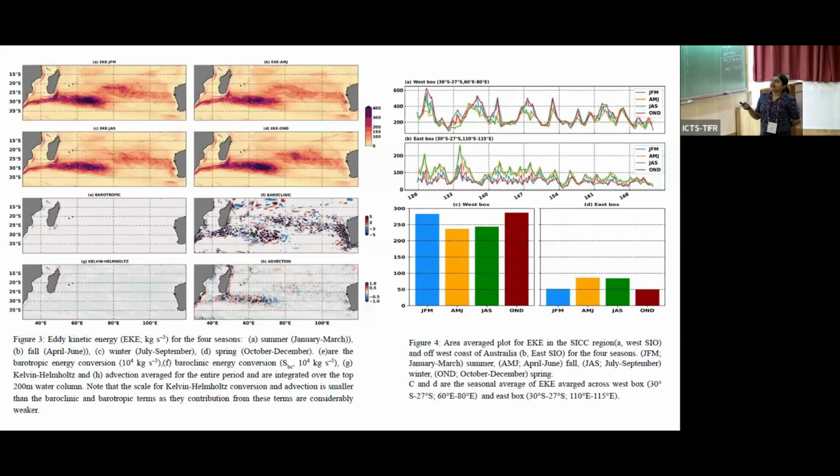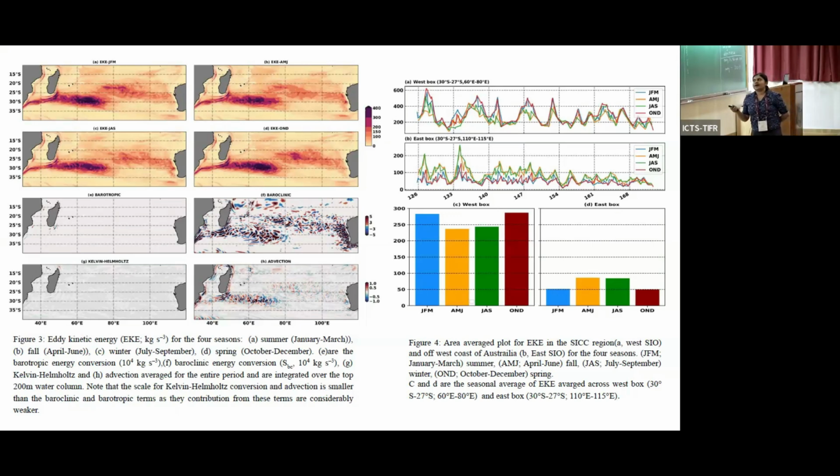This is basically two box averages. This west box is somewhere here between 60 degrees and 80 degrees, in this dark patch. And the east box is off the west coast of Australia. So here we can see that in the west box, the eddy kinetic energy is maximum during the austral spring and austral summer, whereas near the Australian coast, it attains its peak value during the austral fall and austral winter. And these four are the major terms from that energy budget analysis: barotropic, baroclinic, Kelvin-Helmholtz, and advection.